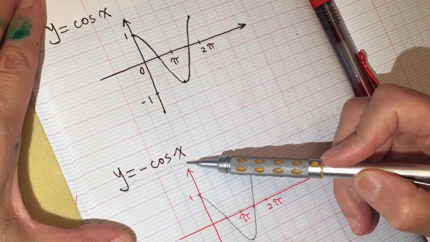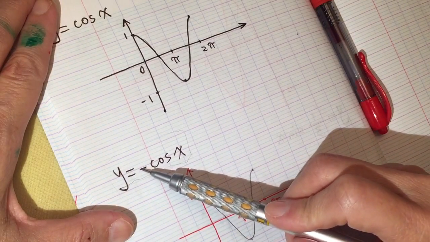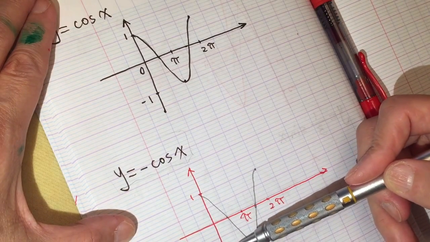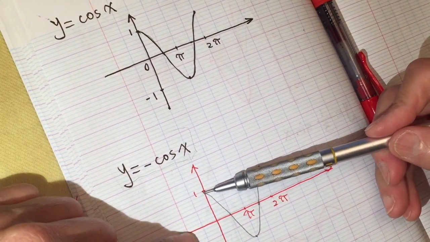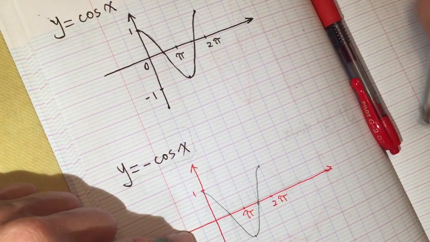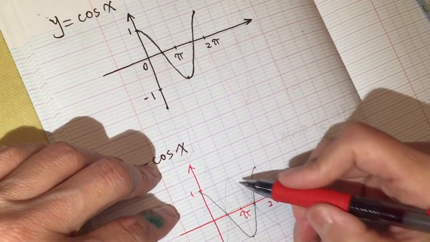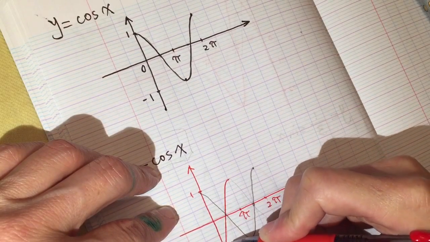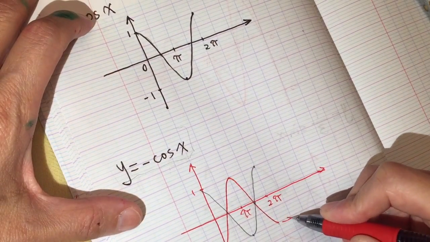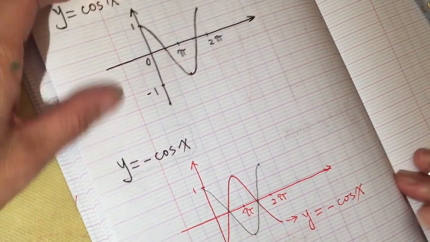What we are drawing is the original form. And now we want to draw what the teacher asks us to draw. That is negative cosine x, which means reflecting over the x-axis. So every point here, you get the point reflecting over the x-axis. Like this. So this will be the graph for y equal negative cosine x.